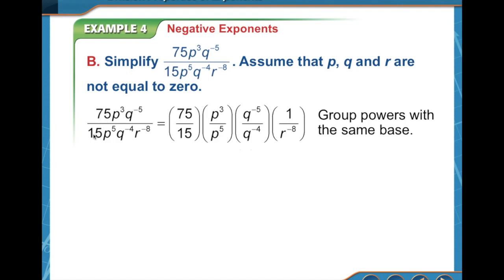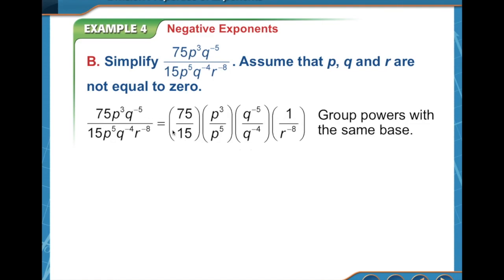So where you have constants, let's group those together, so our numbers, 75 and 15. Where we have the variable p, let's group those together, so you see the 3 and the 5. We can group our q's together, looks like that. And we have an r to the negative 8 by itself. There's no r on top, so you can just put a 1.